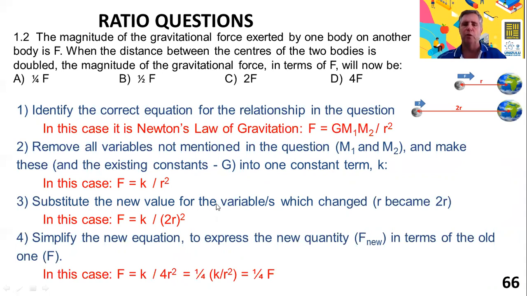Then substitute the new value for the variable which changed. r becomes 2r. Make sure to put it in a bracket before you square, because the r and the 2 must be squared. Simplify the new equation. F equals k over 4r squared when you square the bracket. That's equal to 1/4 times k over r squared, which was our original value of F. So that's 1/4 F. So the answer is A.